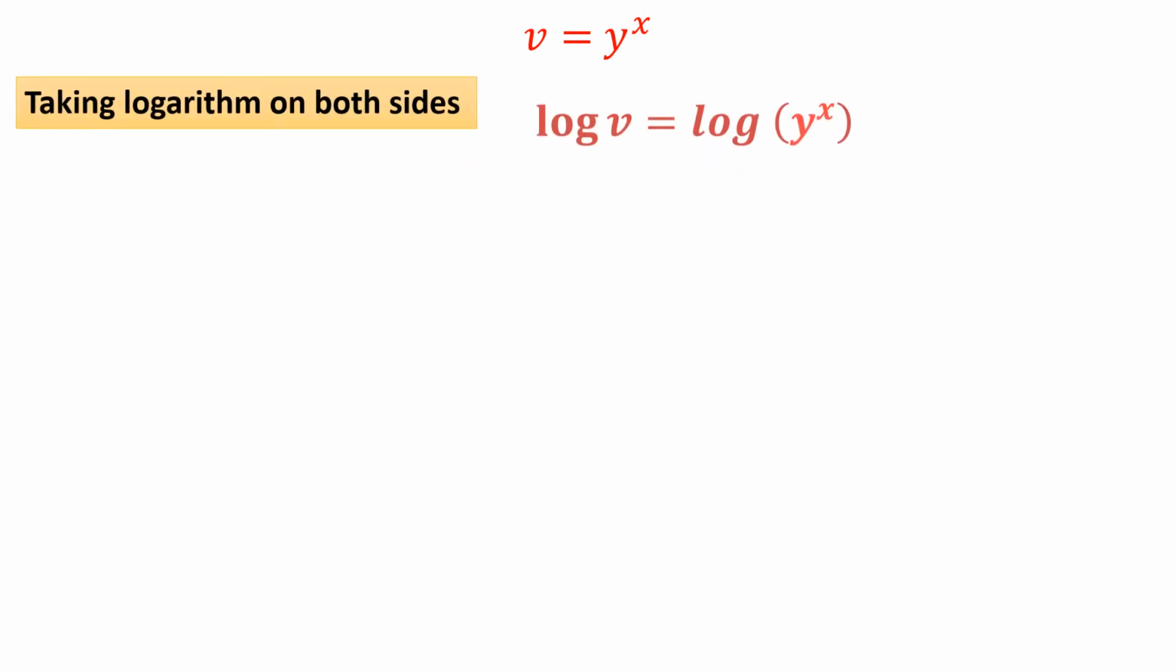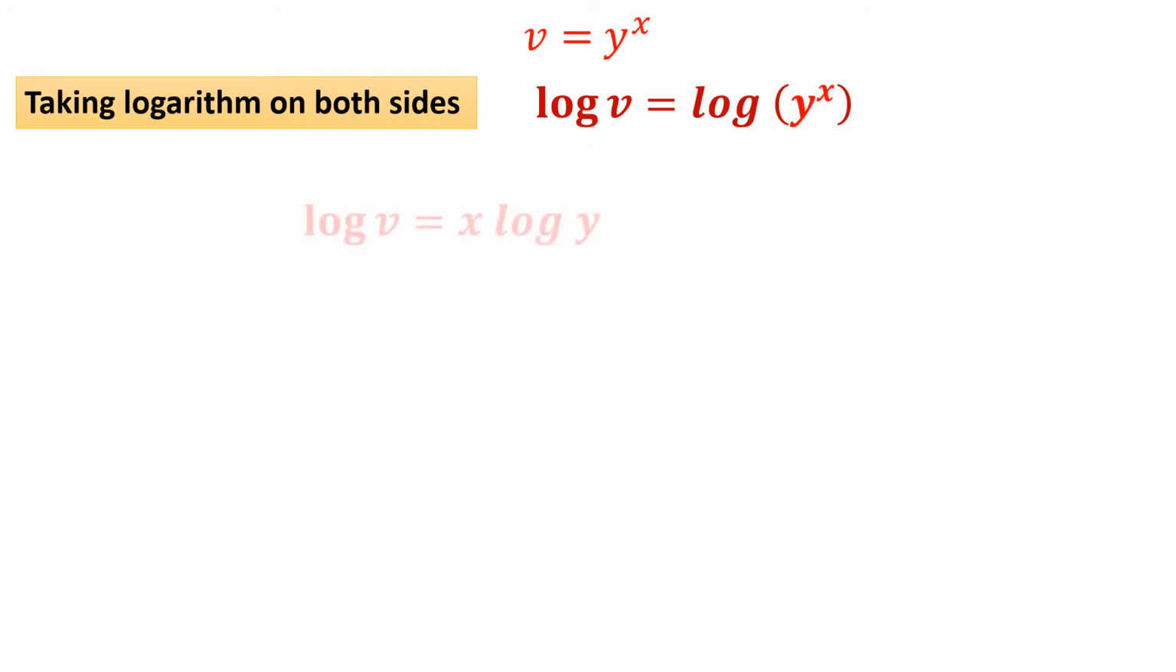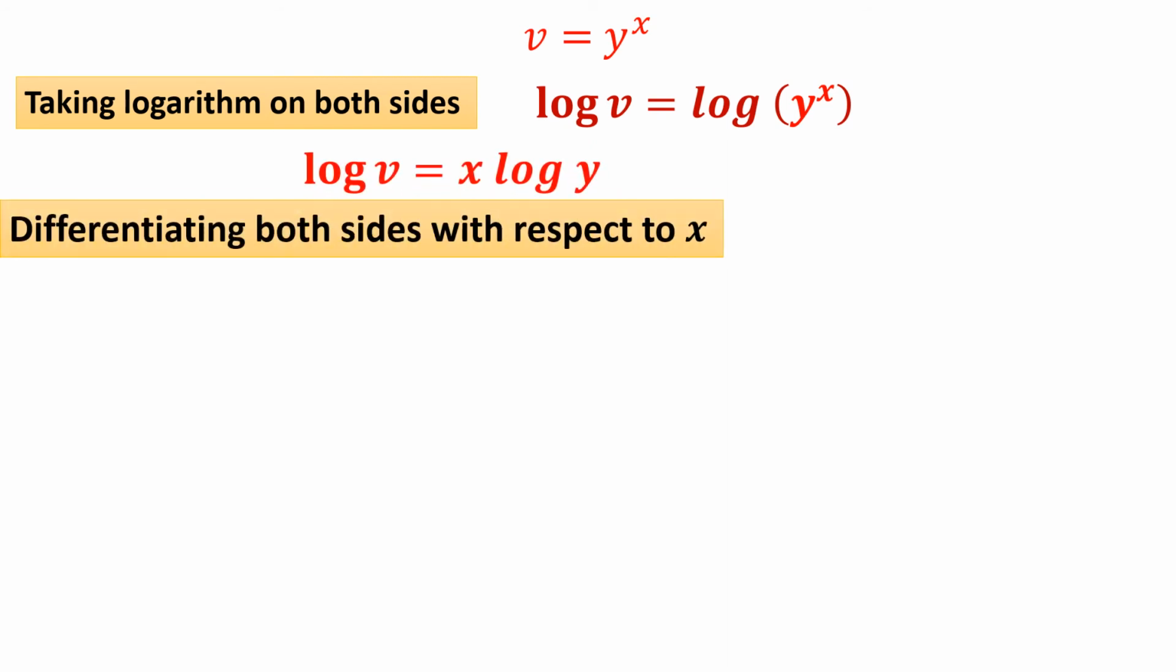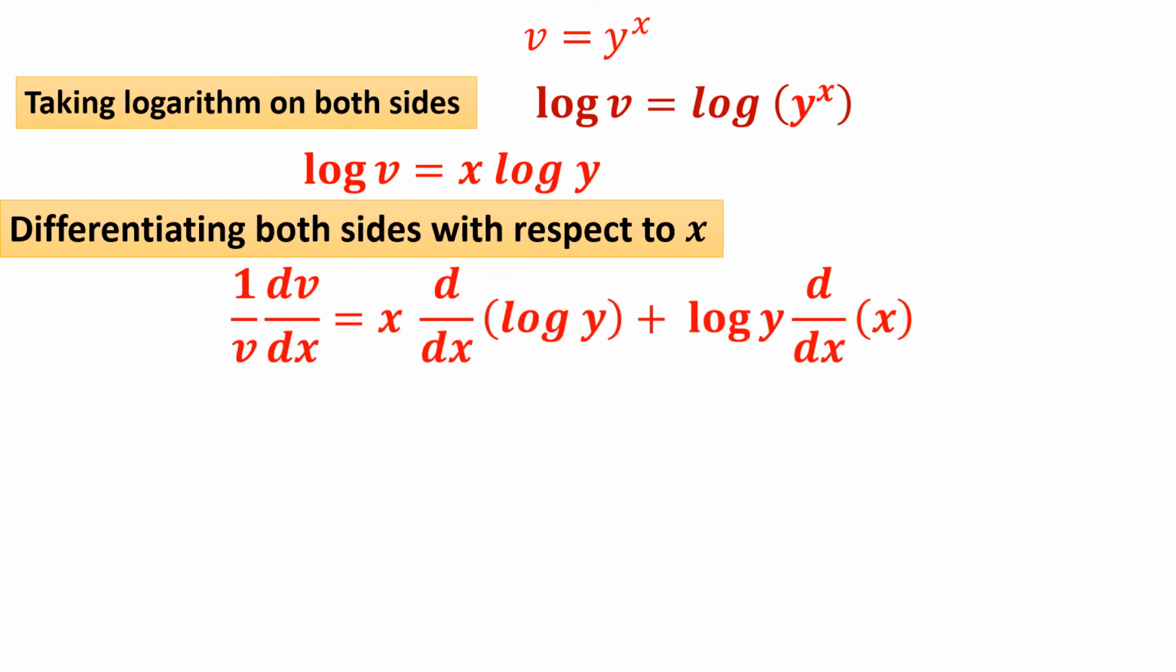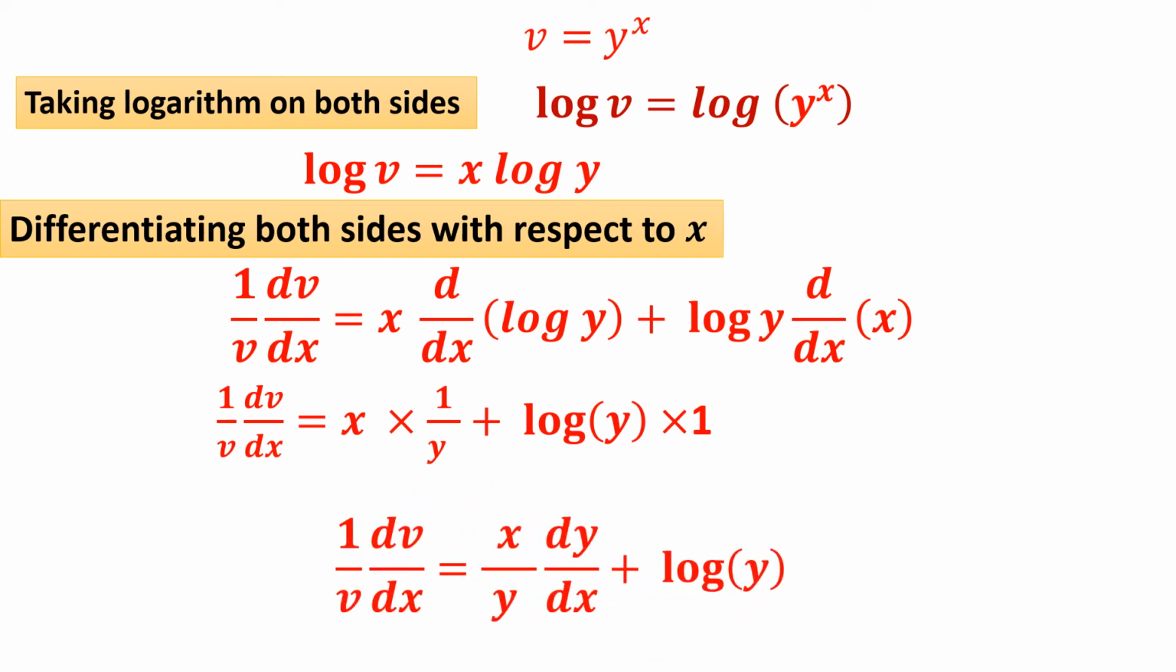We continue. v is equal to y power x. Taking logarithm on both sides. Log v is log of y power x. Here x is the power. It will come to the front. Differentiate both sides with respect to x. 1 by v into dv by dx is x multiplied by d by dx of log y. Keep x, differentiate log y, and keep log y, differentiate x. What is the differentiation of log y? It is 1 by y into dy by dx, and the differentiation of log y multiplied by differentiation of x is 1. Therefore, you get here x by y into dy by dx plus log y.